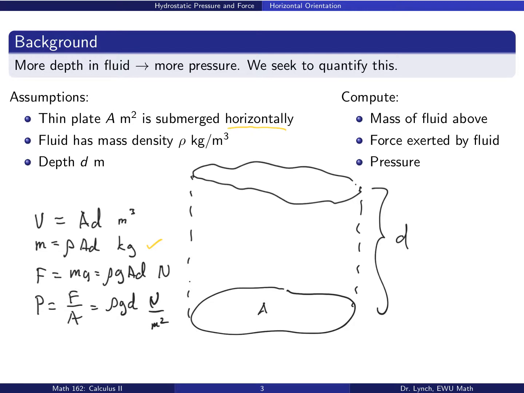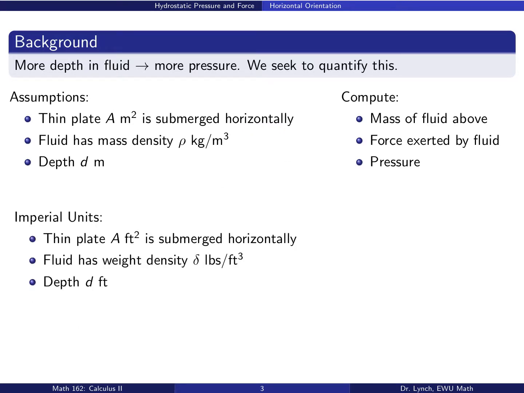Now, we can do this also in imperial units, and the main difference between using standard units and imperial units is that in imperial units, you usually talk about a weight density of delta pounds per cubic foot. And remember that a pound is a unit of force in those imperial units.